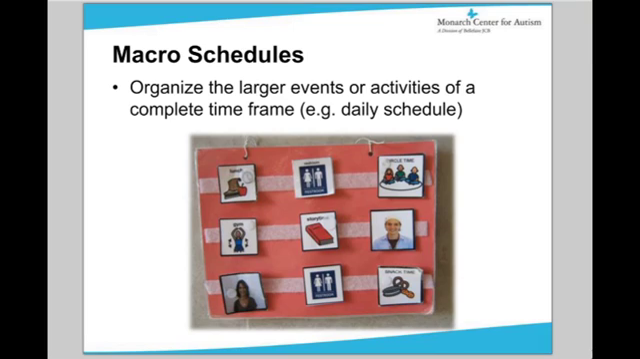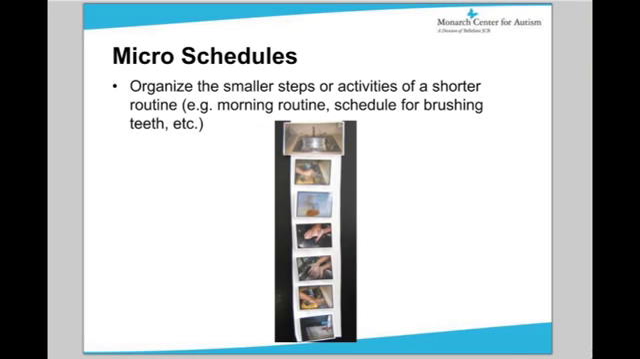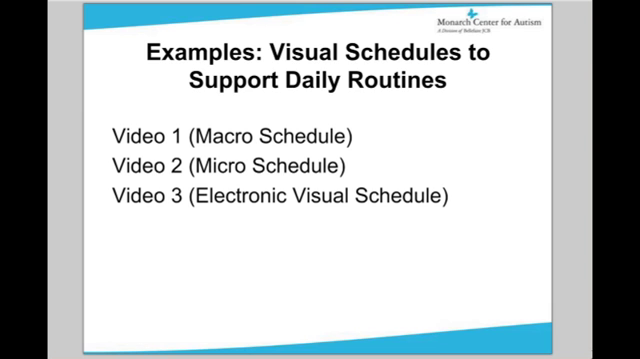A macro schedule organizes the events of a larger chunk of time. So generally, it's a daily schedule or maybe a morning or afternoon schedule. A micro schedule, on the other hand, breaks down the smaller steps of a sequence. So for example, here you see a micro schedule for a hand washing routine. This schedule in particular uses photographs that depict each individual step of that simple routine of washing hands. So this is one example of a micro schedule.